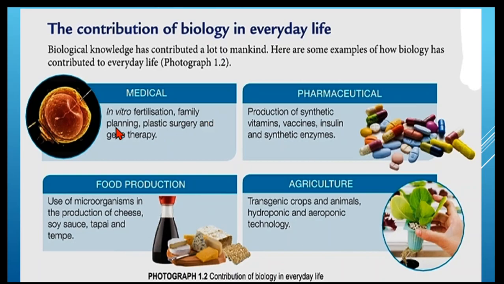Family planning, planning whether to have a baby or not. Plastic surgery and also gene therapy. The second one is pharmaceutical, which involves medicine, production of synthetic vitamins, vaccines, insulin, and also synthetic enzymes, man-made enzymes. So these really give a big contribution in our everyday life, especially in the current situation. And the third one is food production.